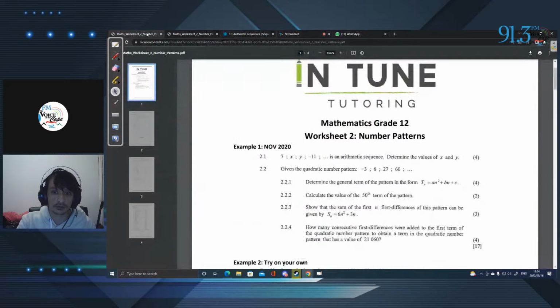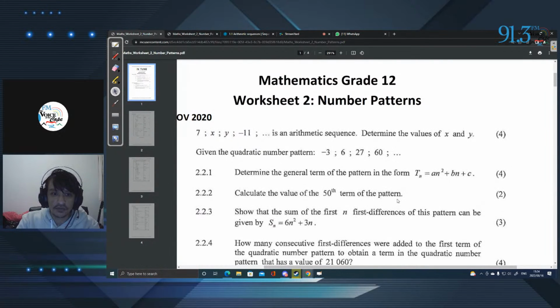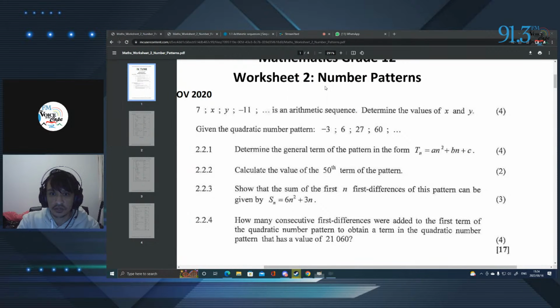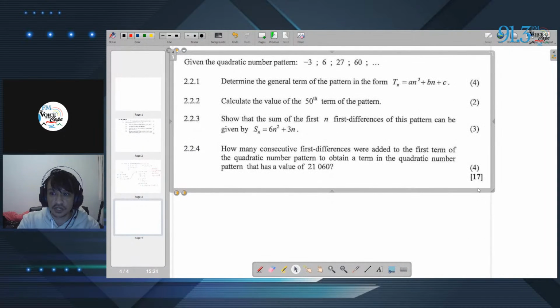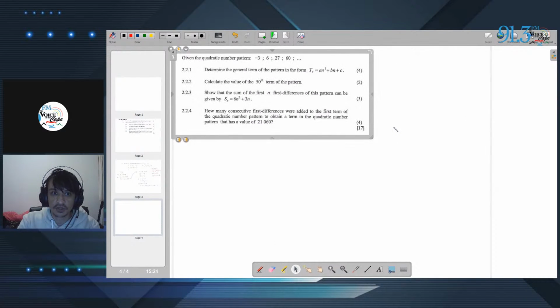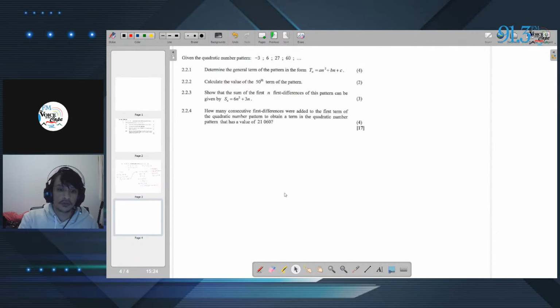Now, let's go back here. So, they state here, given this quadratic number pattern, determine the general term of the pattern in the form Tn equals an squared plus bn plus c. So, let us grab this question quickly, add it to a new page, and we'll take a little look at it. And let me just make this a little bit smaller. There we go, so I can have some space to work with. All right. So, they want us to determine the general term of the pattern in this form.